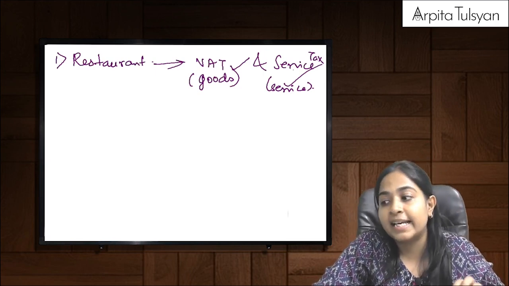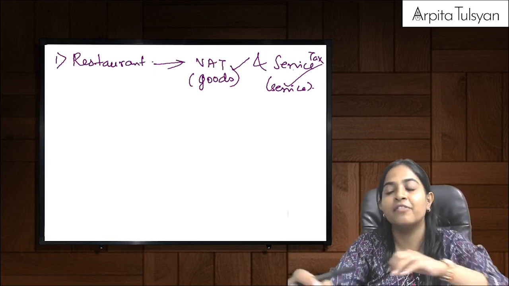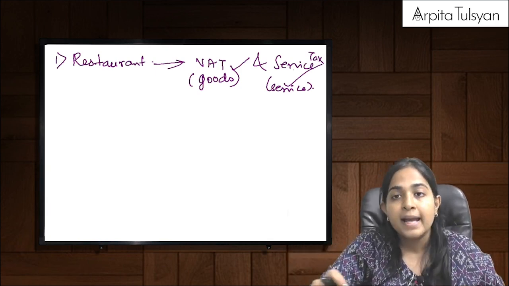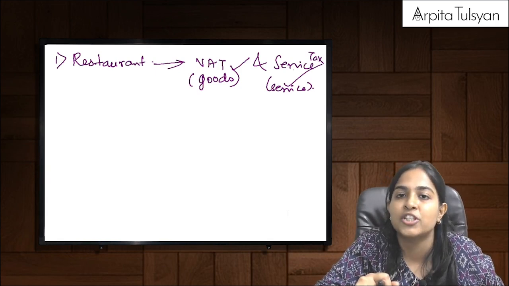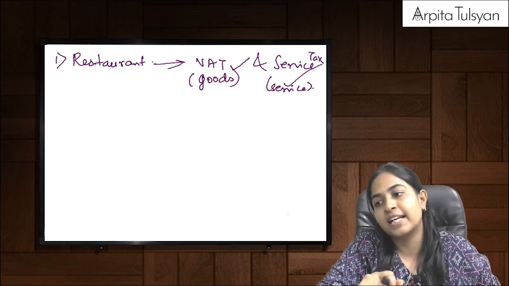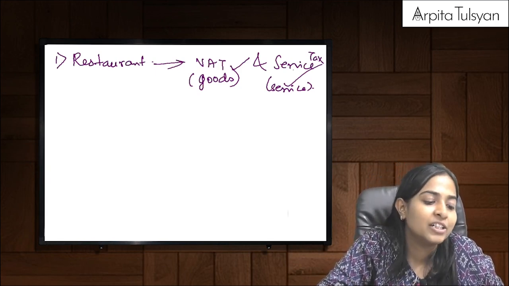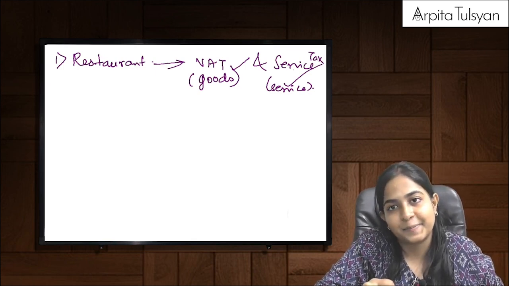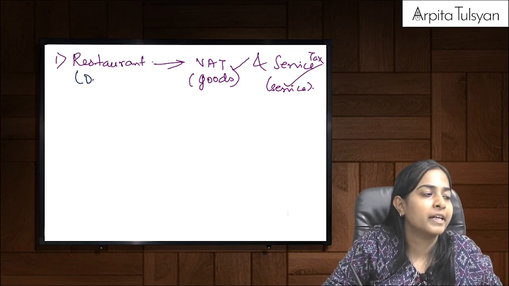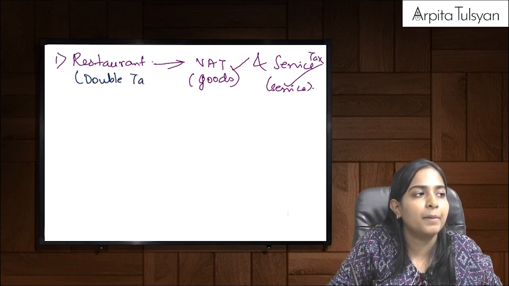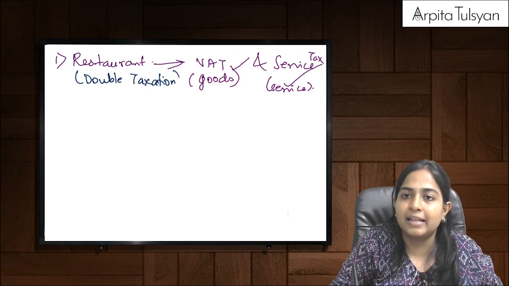Same thing happened in case of software also. Whenever we purchase any paid software, it is goods also, plus they are providing you the services of installation and all that. So VAT and service tax both were applicable. They said that this leads to double taxation. This was one of the problems. So the problem here is double taxation. Am I clear with this?